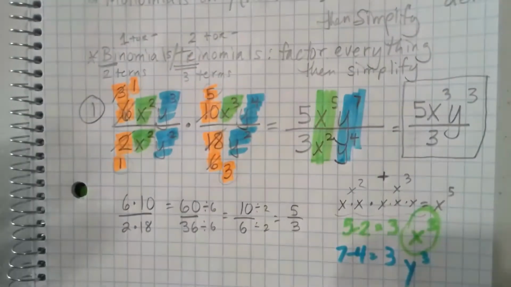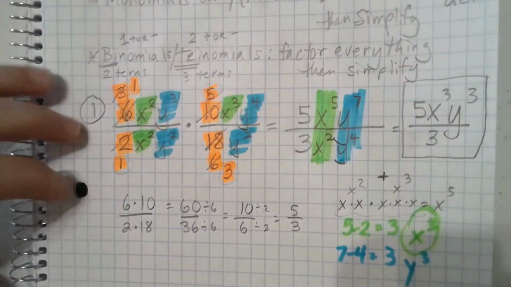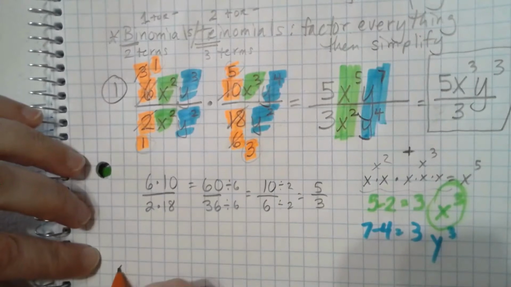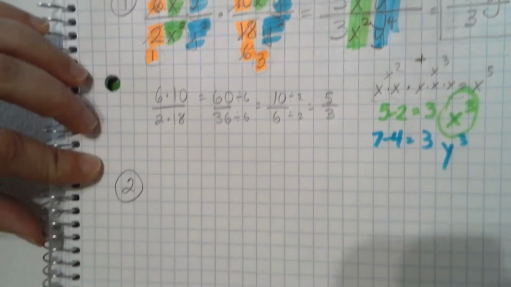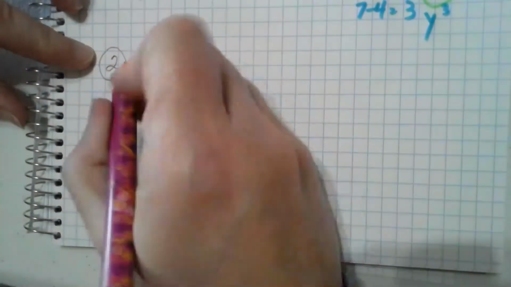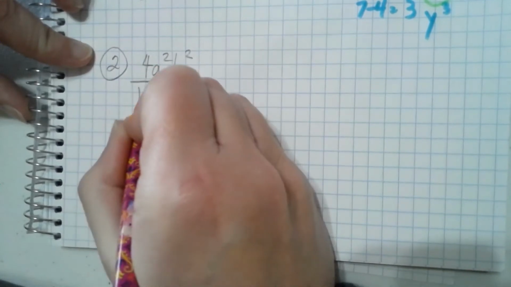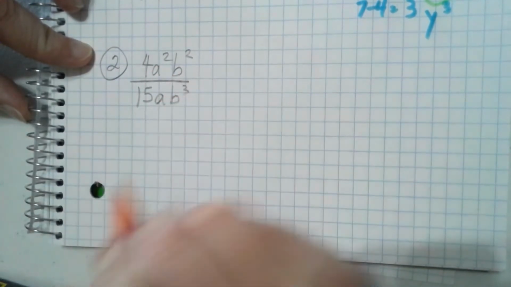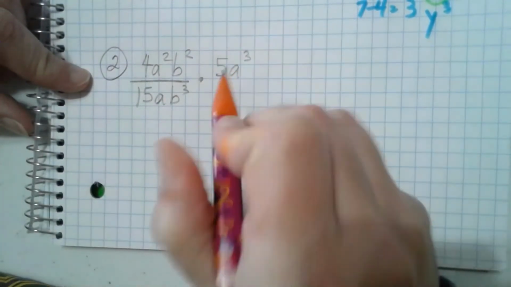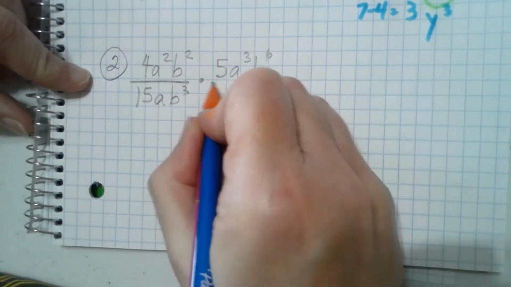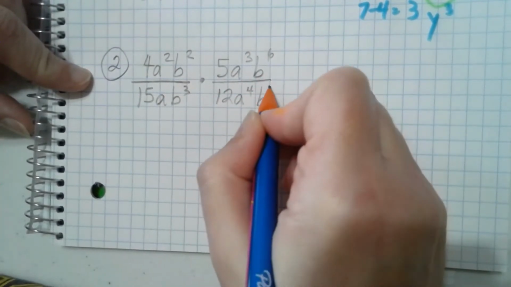Again, the very first time always takes a little bit longer because we go through step by step and talk through all of that. Okay, so let's see if we can do another one, maybe a little bit quicker than all of that. Okay, all right, number 2, we're going to have 4a squared b squared over 15a b to the third times 5a to the third b to the sixth over 12a to the fourth b to the seventh.